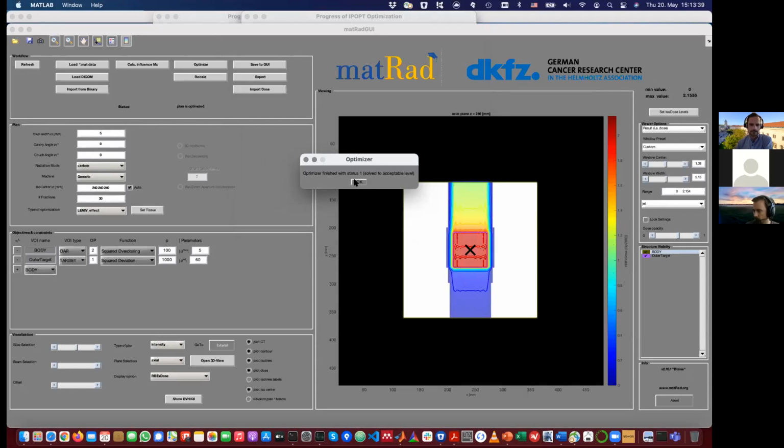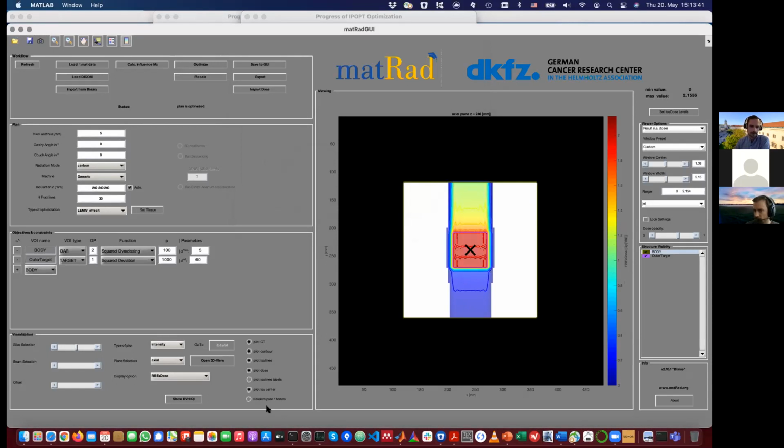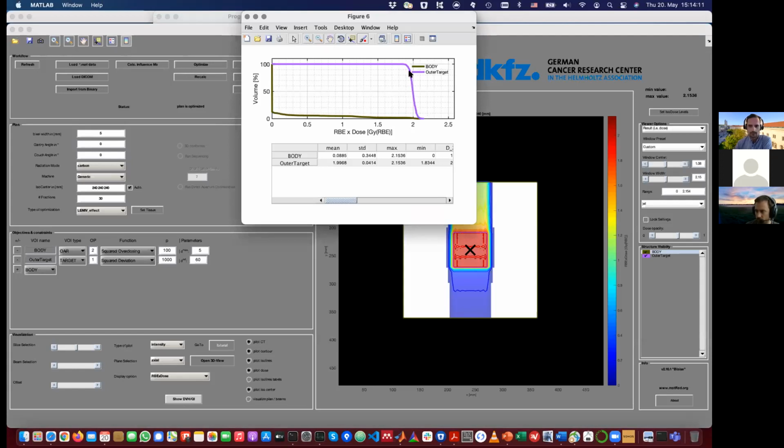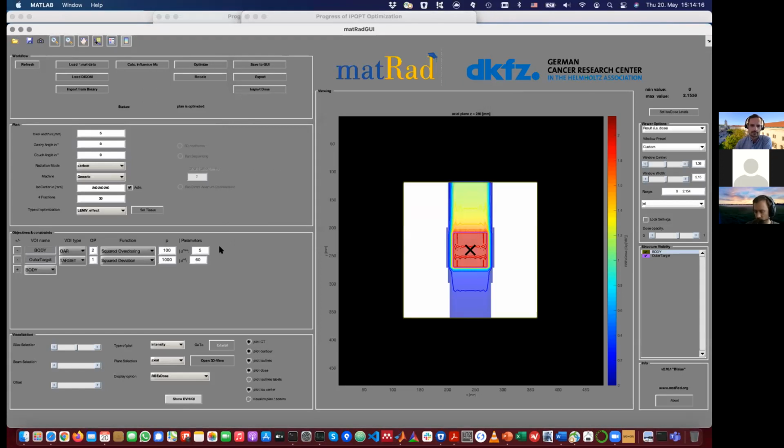Okay, optimization finished, and voila. I'm already looking at the RBE weighted dose, and I can also see now, if I relate this reddish color here to this color bar, that I have 2 gray. So the treatment plan looks very good. I can also confirm this when looking at the DVH. It's also good. It's really optimized for the 2 gray per fraction that I entered here.